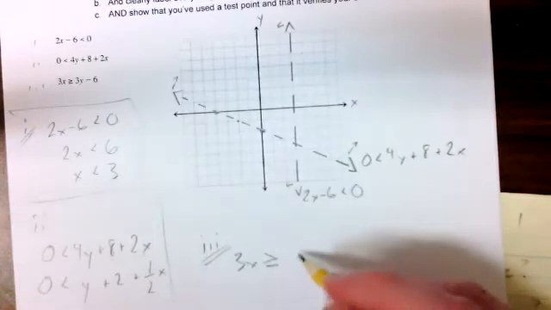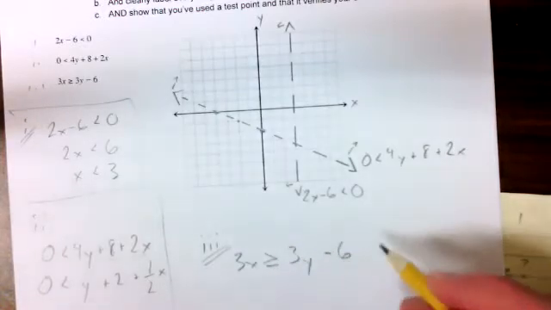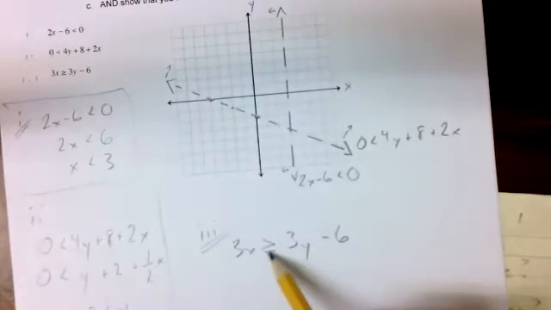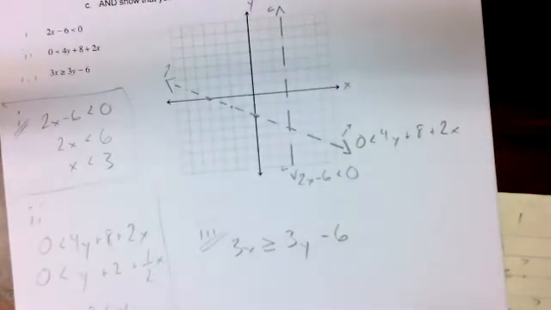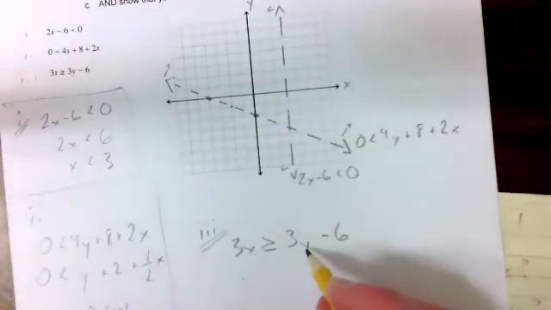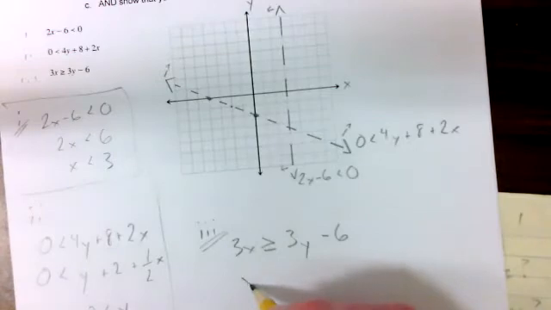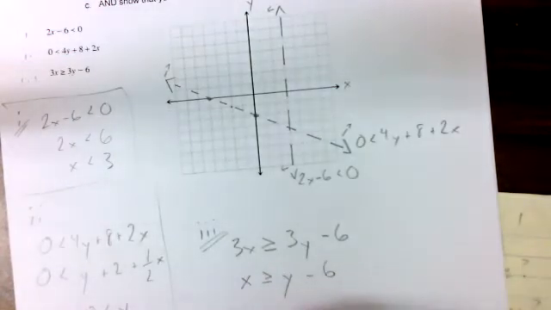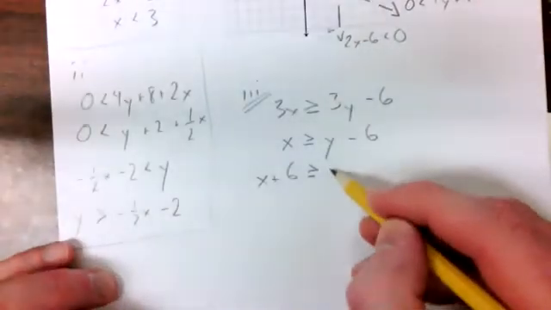is 3x greater than or equal to 3y minus 6. We have an equal to it, so this is a solid line. I'm going to divide everything by 3 because I want that y by itself. X greater than or equal to y minus 6. Going to add 6 to both sides. X plus 6 greater than or equal to y.